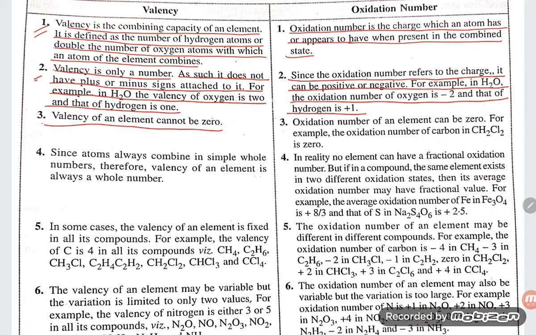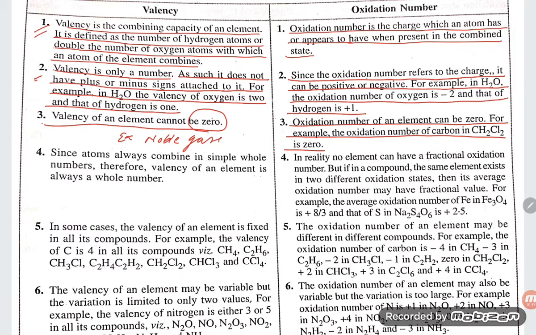The valency of an element cannot be 0, but the oxidation number of an element can be 0. For example, the oxidation number of carbon in CH2Cl2 is 0. The valency of an element can be 0 only for noble gases. The exception is noble gases.